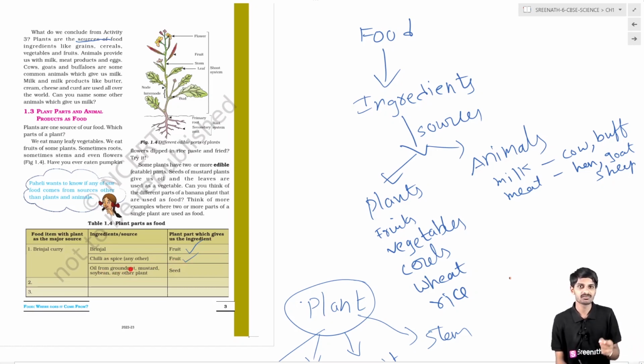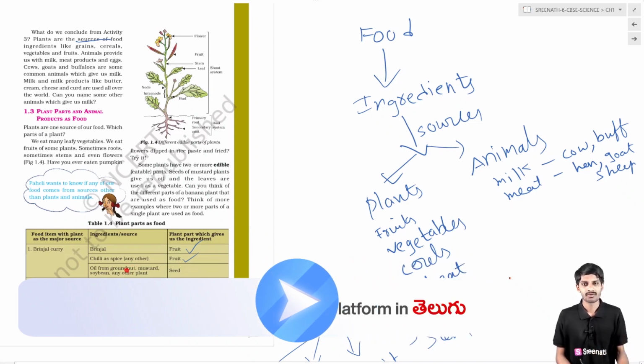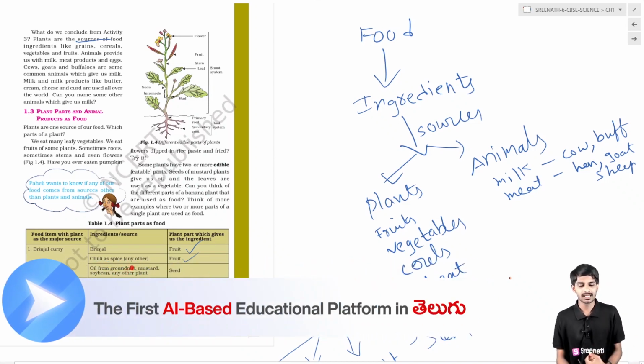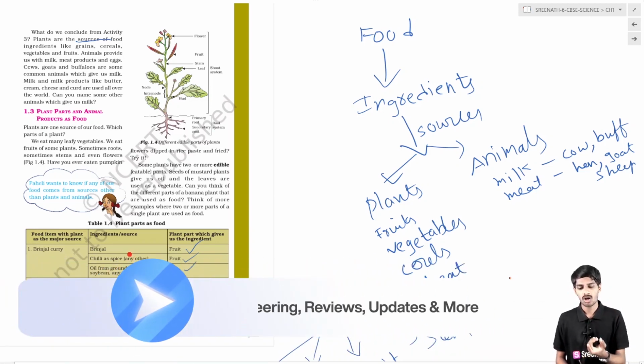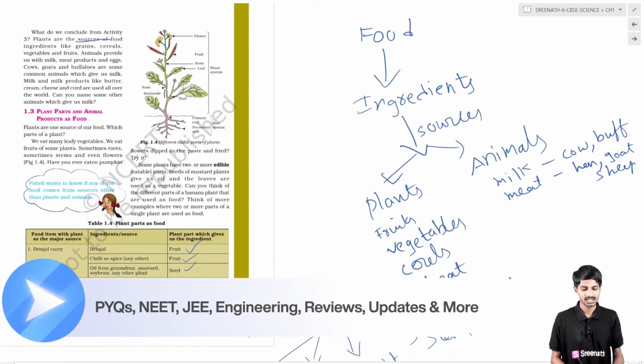Now, oil from groundnut. How do we get oil? We get oil from groundnuts. Groundnuts are seeds. What are those seeds? Mustard, soybean, or any other plant. We get oil from those seeds. Brinjal is the fruit part. Oil is from the seed part.